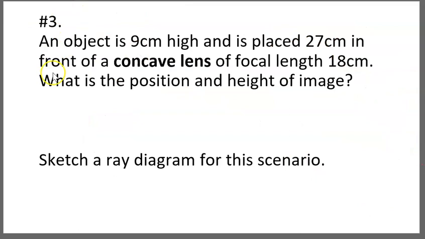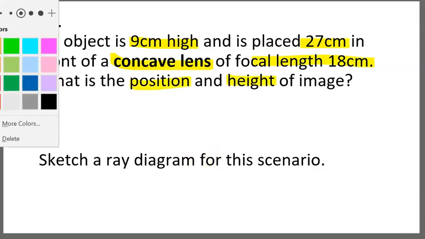All right, let's do one more example. We have an object that's 9 centimeters high, placed 27 centimeters in front of a concave lens. So we just did a convex one, now we're going to do concave. Focal length of 18 centimeters, what's the position and the height, and then draw a ray diagram for this scenario.